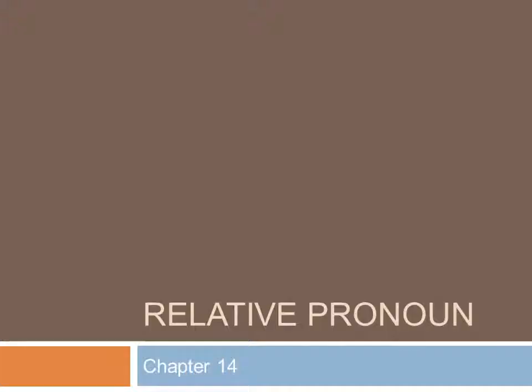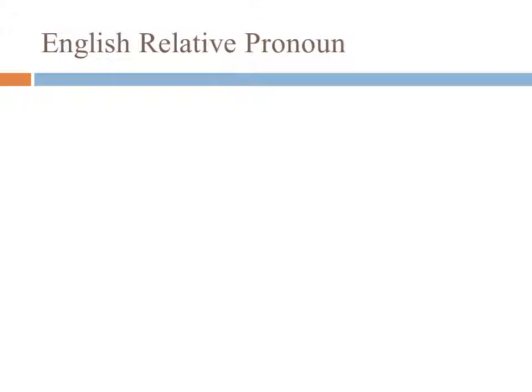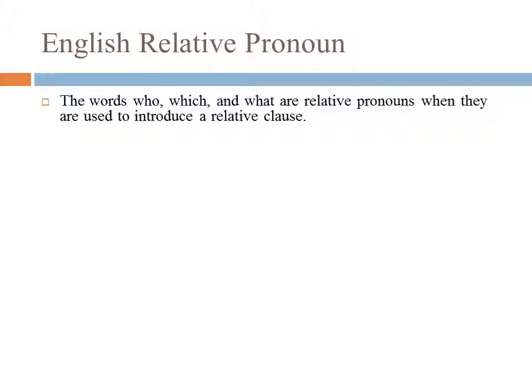Okay, we're beginning the last form of pronoun that we're going to go through. This is chapter 14, the relative pronoun. The English relative pronoun. The words who, which, and what in English are relative pronouns when they are used to introduce a relative clause.